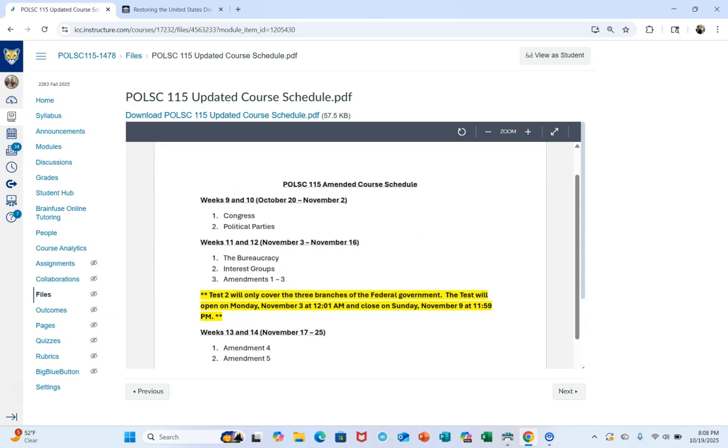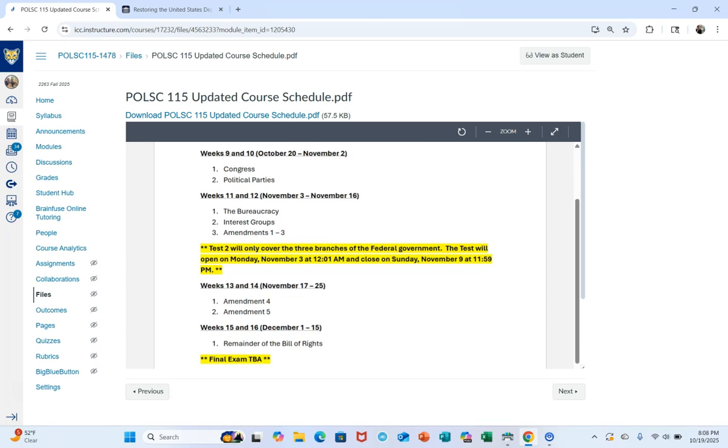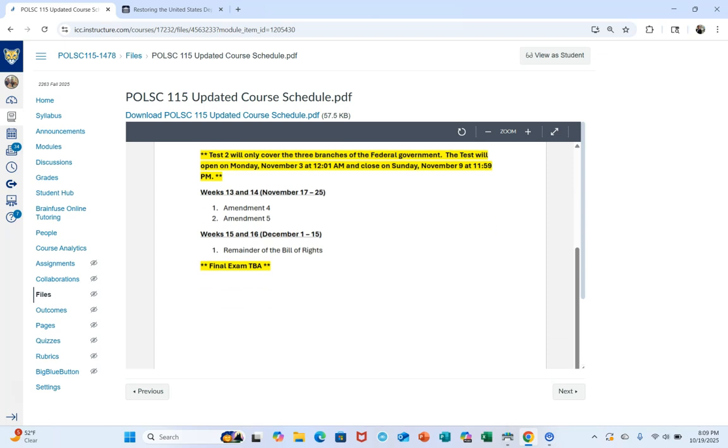So this is what the division will be for the remainder of our time together. Congress, political parties, weeks 11, 12, bureaucracy, interest groups, amendments 1 through 3. You will have test 2 November 3rd to November 9th. It was supposed to be in weeks 9 and 10. We're just not going to be ready for it in time, so I just pushed it back. Then amendments 4 and 5, and the remainder of the Bill of Rights, and final exam TBA.